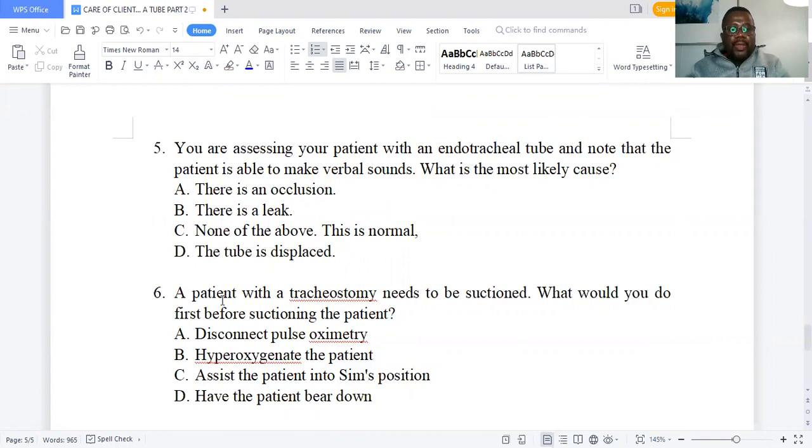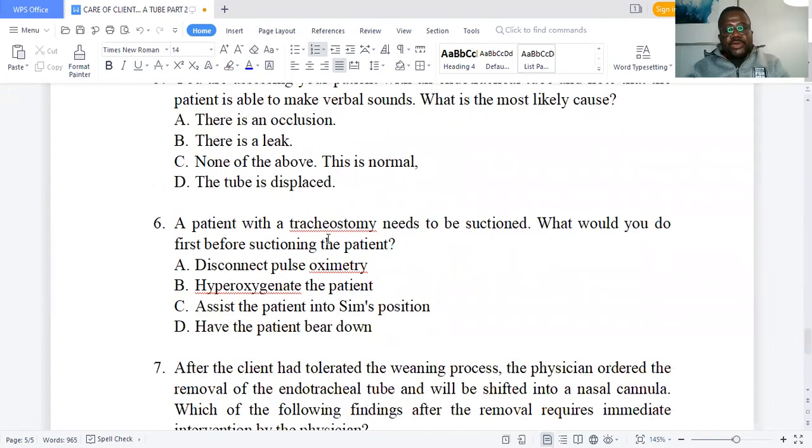Question number 6, the patient with a tracheostomy needs to be suctioned, what would you do first before suctioning the patient? This is a priority question. Initial action. First, what you have to do. Question interpretation is very important. It means there are other activities that you can do which are okay. But what should you do first? Priority.